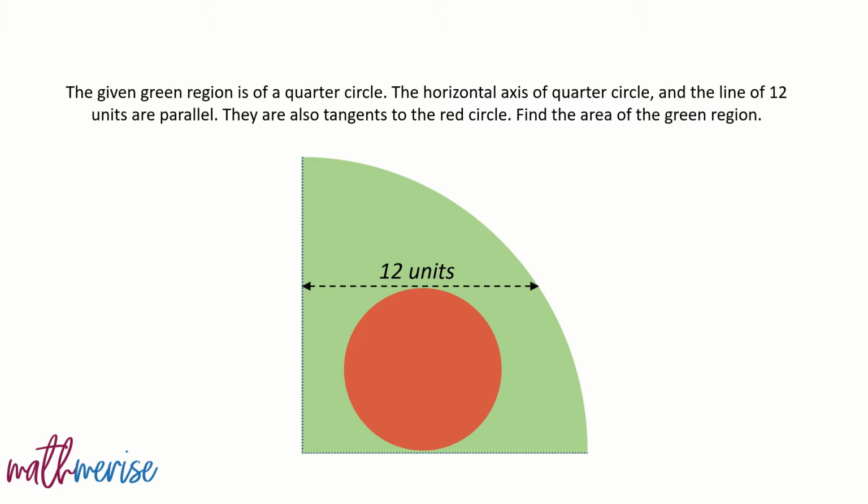The given green region is of a quarter circle. The horizontal axis of the quarter circle and the line of 12 units are parallel. They are also tangents to the red circle. Find the area of the green region.